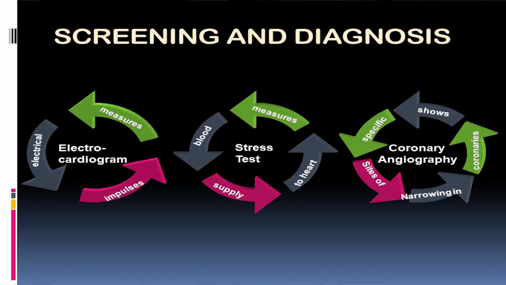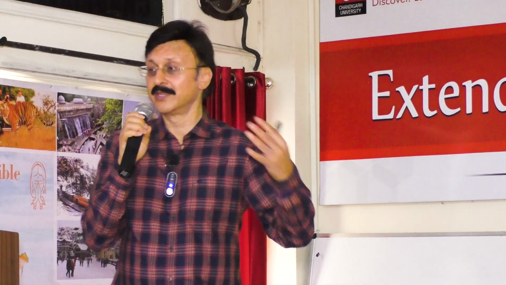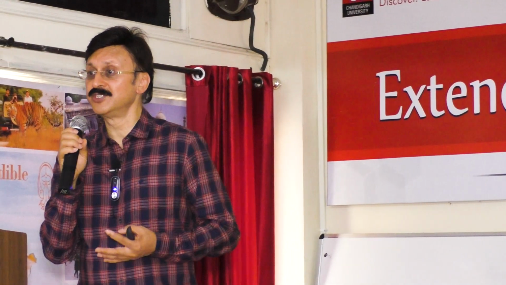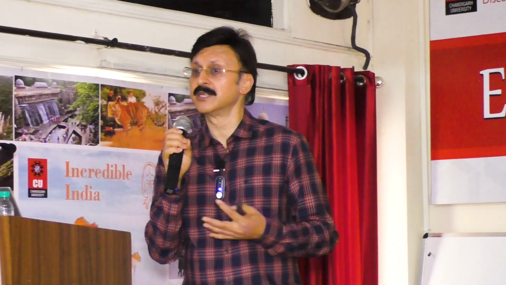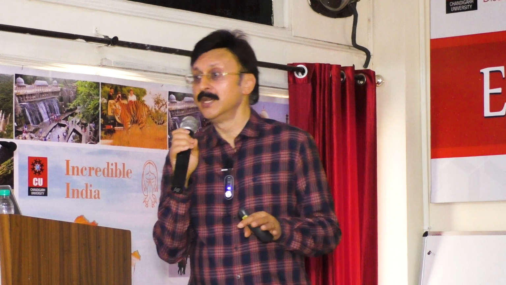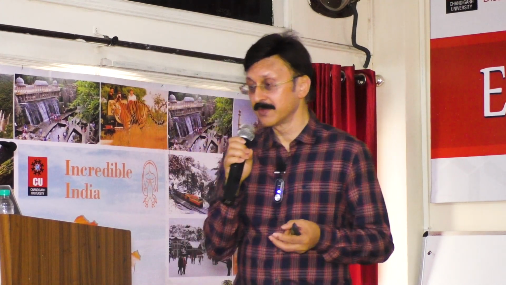Stress test, make a person walk on the treadmill and then record the ECG, record the blood pressure, and then you find out whether this patient is having any ECG changes or any changes in the heart rate or in the blood pressure during the exercise. So then we come to know whether the patient is having any deficiency in the blood flow to the heart.